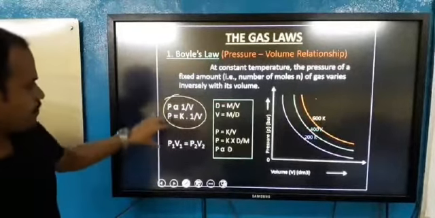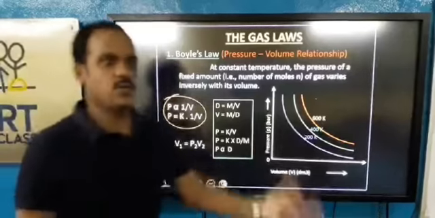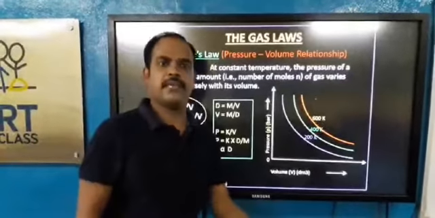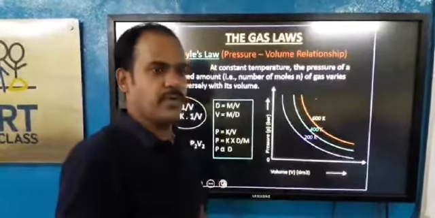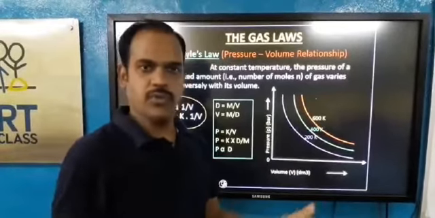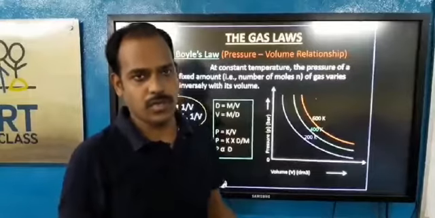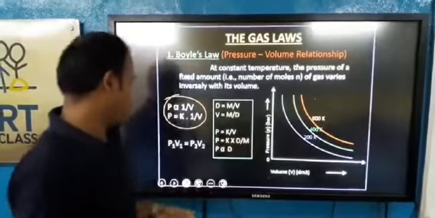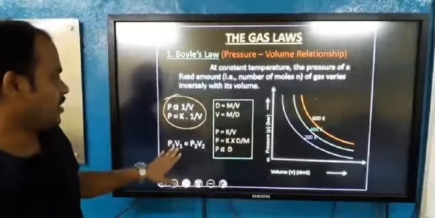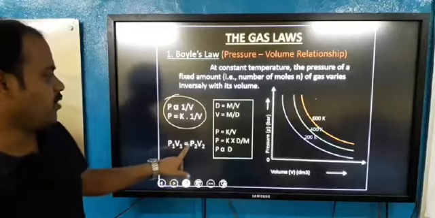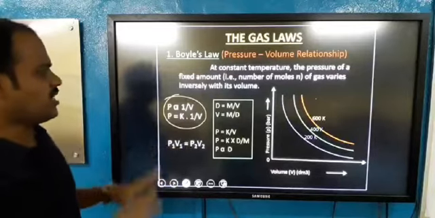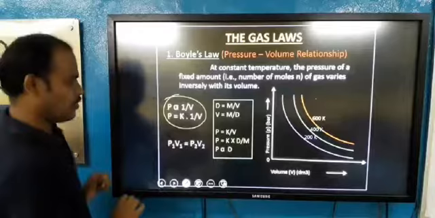Here see, when we are going to compress a gas, what happens? Suppose at P1 pressure, the volume is V1. So at P2 pressure, what will be the new volume? To calculate that volume, we will use the relation. The relation is P1 V1 equals P2 V2. It is a simple calculation, and that calculation is what?